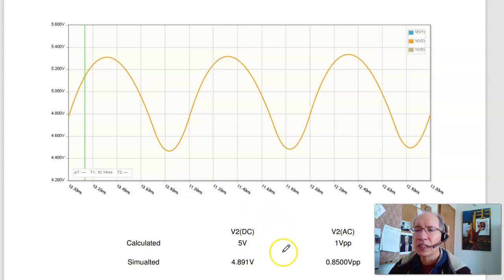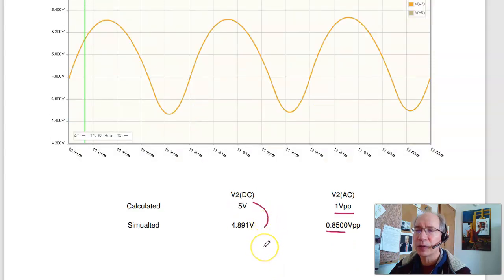When I design C, I designed for 1 volt peak to peak ripple. It's actually 0.85. I'm a little bit off. What I would do for second iteration, I'm 15% too low, so make the capacitor 15% smaller. Smaller C gives you bigger ripple. And the DC voltage is close, a little bit off, but again, fairly close. That's probably due to the 0.2 volt drop across the transistor, the PNP.